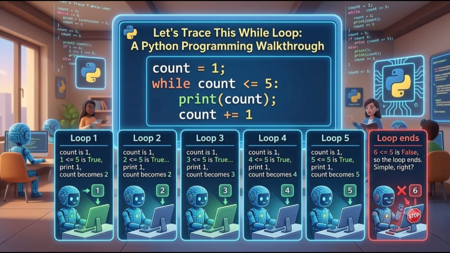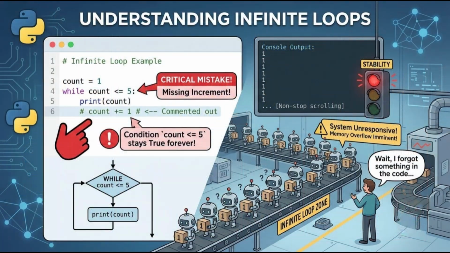Let's trace this. Loop 1, count is 1. 1 less than or equal to 5 is true, print 1, count becomes 2. Loop 2, 2 less than or equal to 5 is true, this continues until count is 6. 6 less than or equal to 5 is false, so the loop ends. Simple, right?